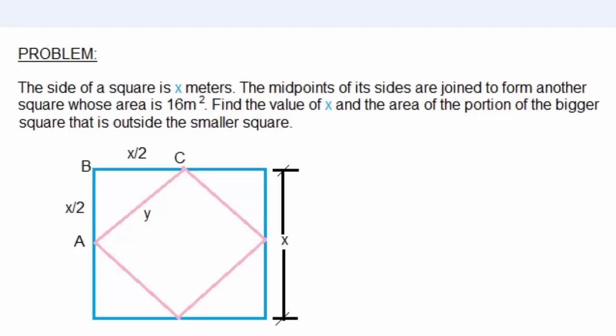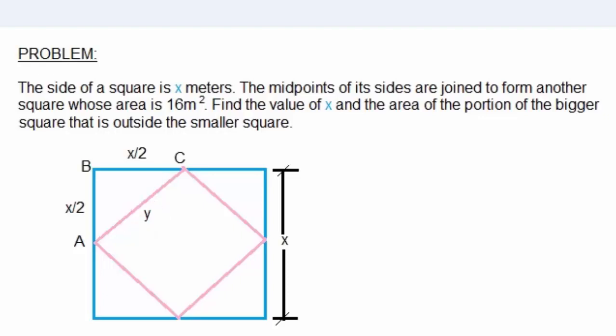As you can see in the figure, the bigger square is in blue, and through its midpoints, a smaller square is formed, which is in pink. The side of the bigger square is considered as x meters long, and we have labeled the side of the smaller square as y.